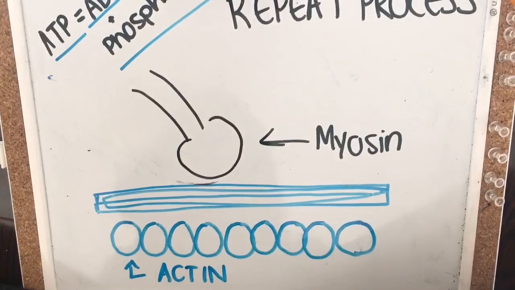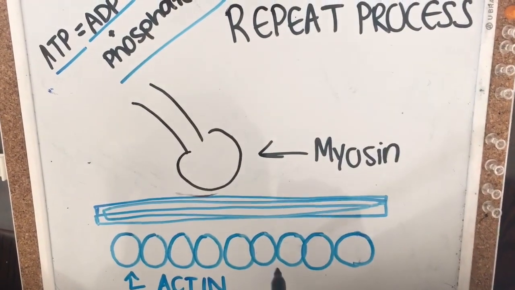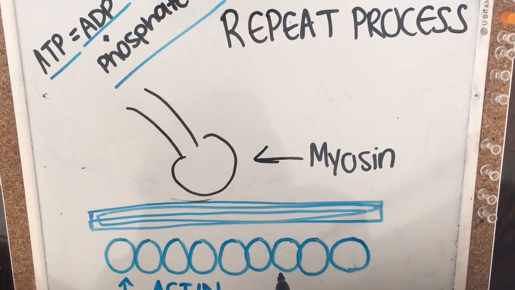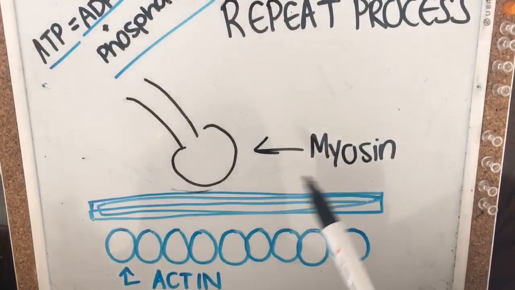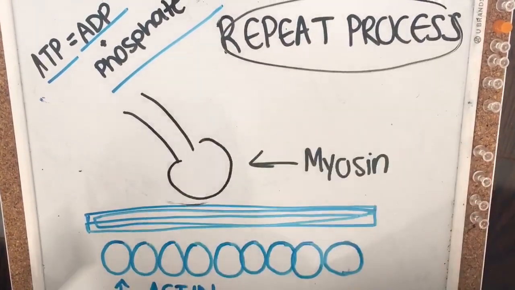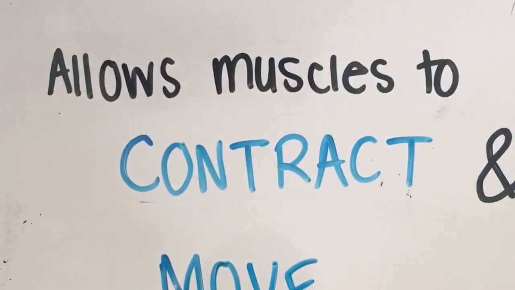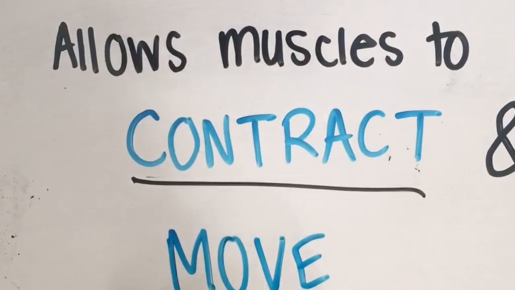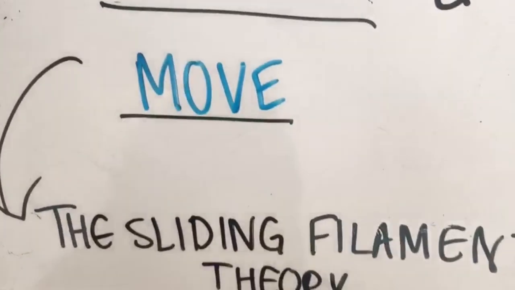At this point, the myosin head pivots and bends as it pulls on the actin filament, sliding it towards the M line. This allows the entire process to repeat itself. This process allows muscles to contract and move, concluding the sliding filament theory.